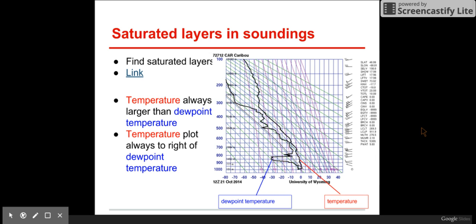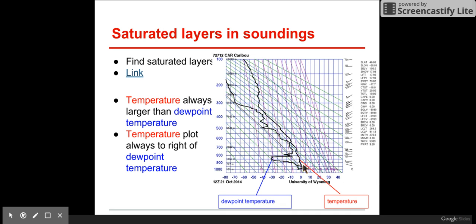Another place that you'll see dew point plotted is on sounding graphs. In this case, it's on a Skew-T diagram. A Skew-T diagram basically plots temperature and dew point temperature against pressure, which decreases as you go up. Temperature increases here as you go to the right. On the right-hand side of these graphs, you usually have temperature plotted.